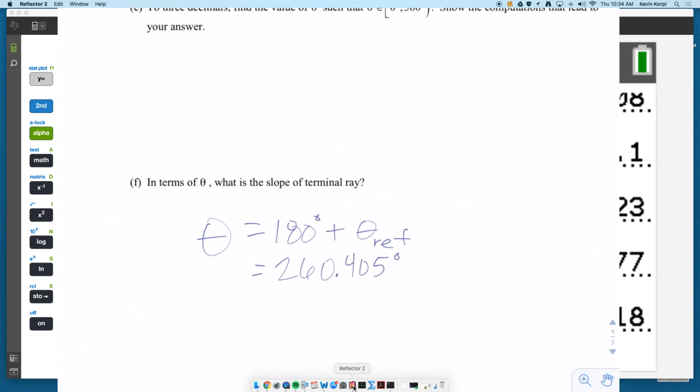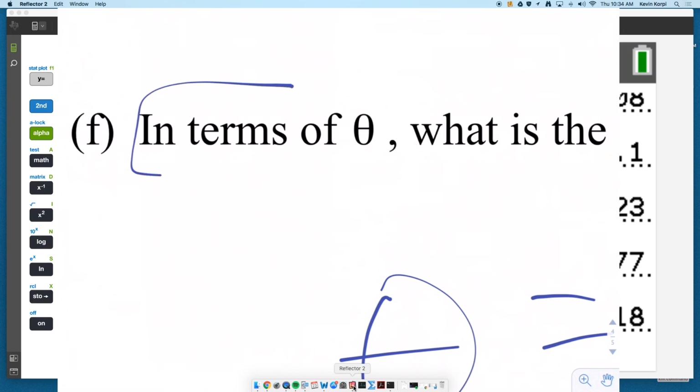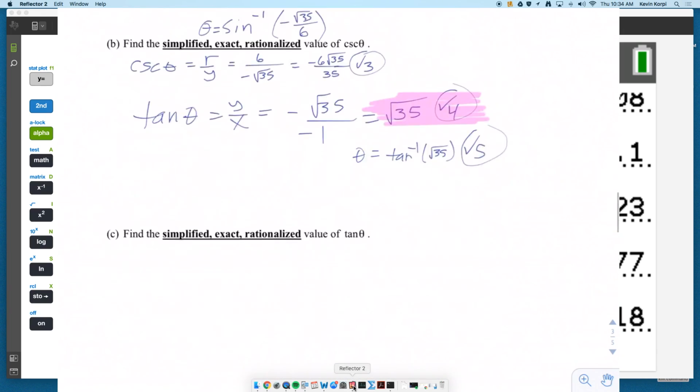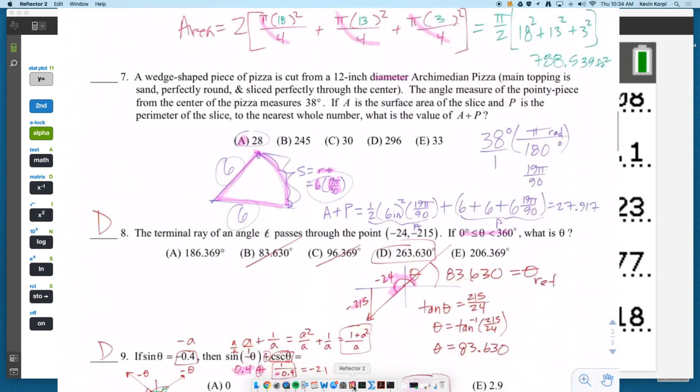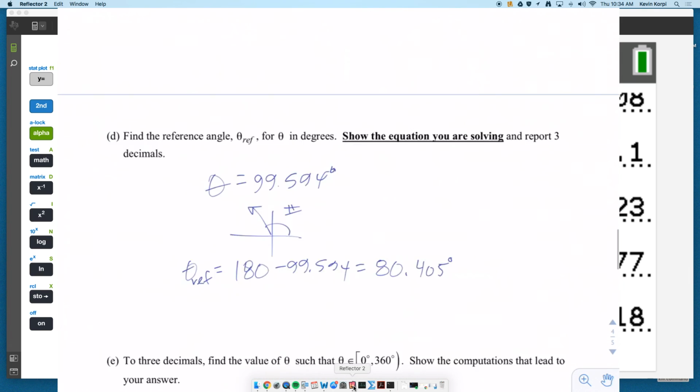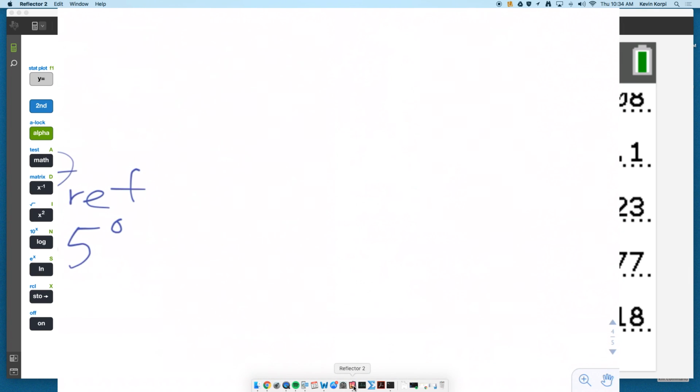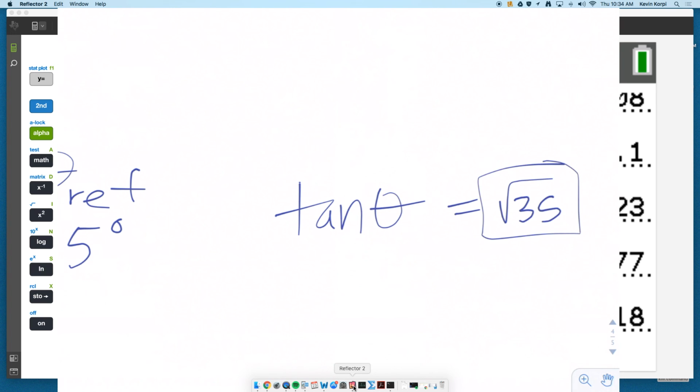Oh, the slope of the terminal ray, finally. In terms of theta, yeah. In terms of theta, the slope is pretty easy to find. It's just the tangent value. If you put the square root of 35, you were super close, but that's not in terms of theta. I wanted you to realize it was the tangent ratio. Okay? The tangent is always going to be the slope of the line because it's y over x.